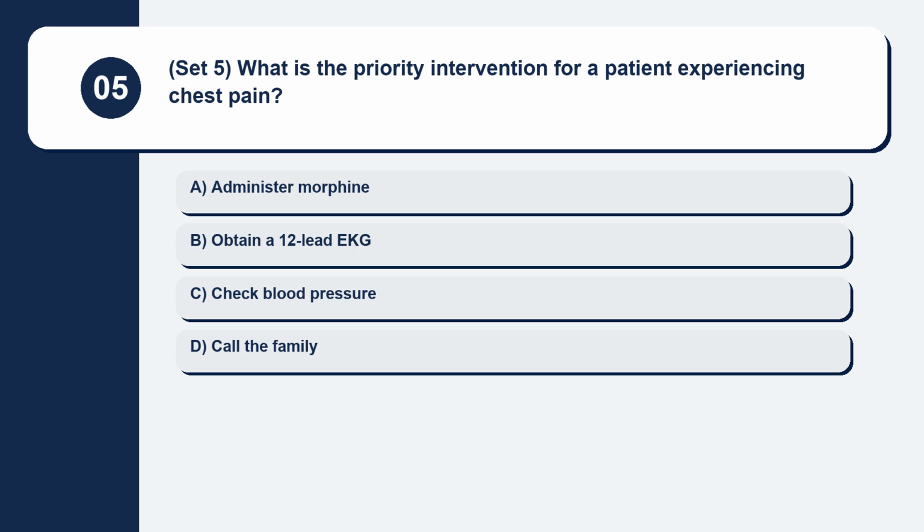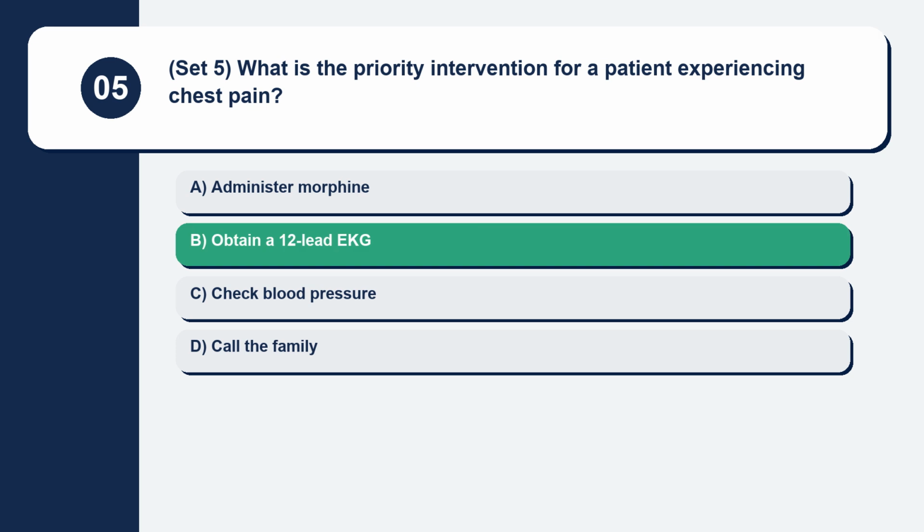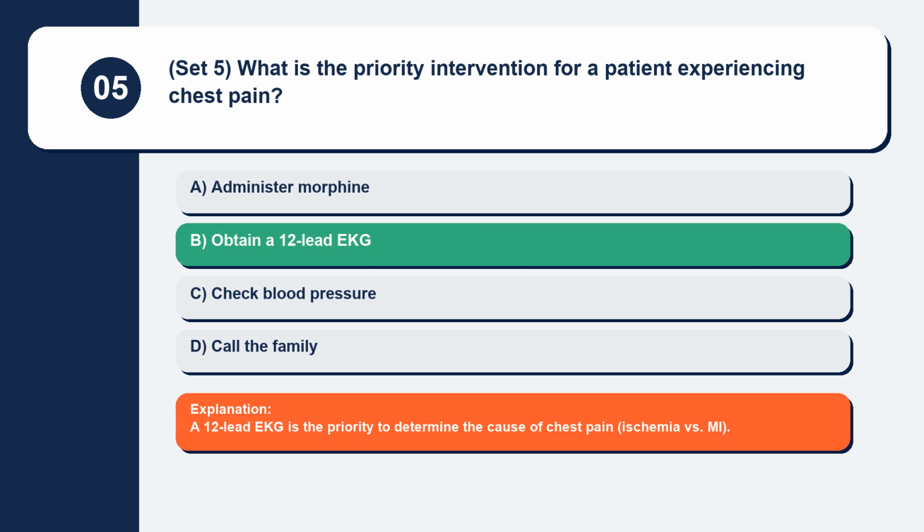Question 5, Set 5. What is the priority intervention for a patient experiencing chest pain? Administer morphine, obtain a 12-lead EKG, check blood pressure, call the family. A 12-lead EKG is the priority to determine the cause of chest pain, ischemia versus MI.